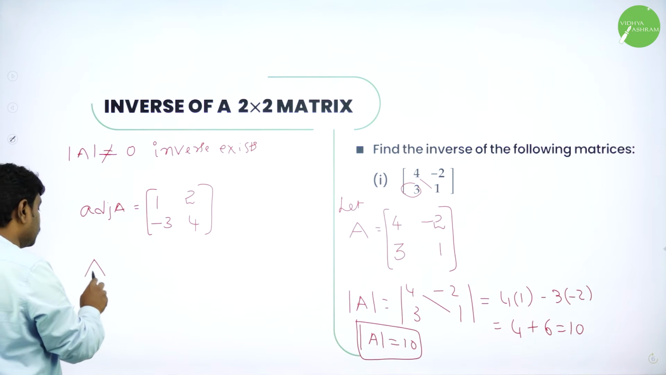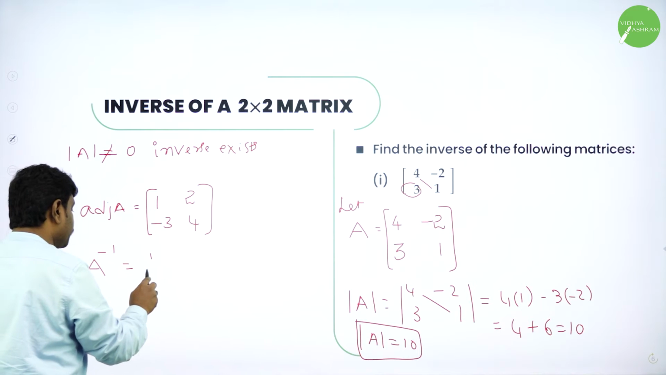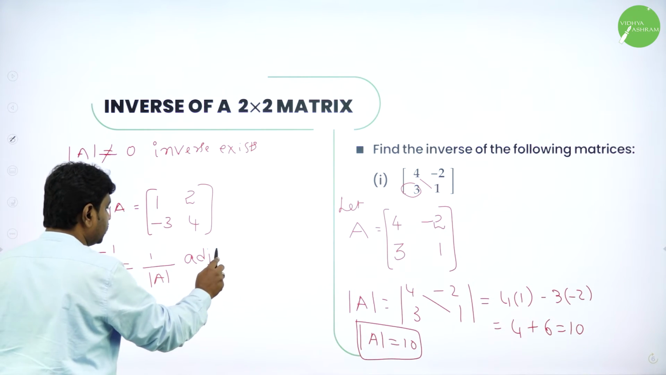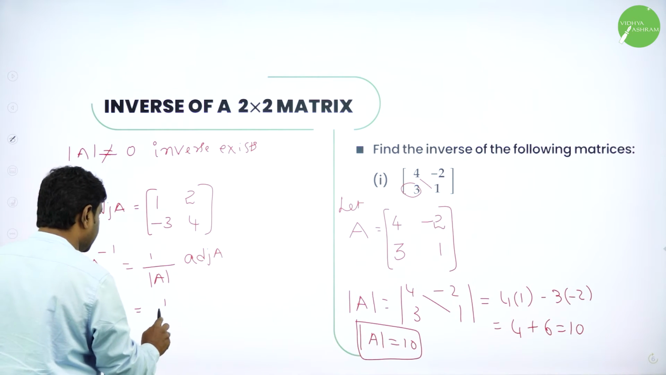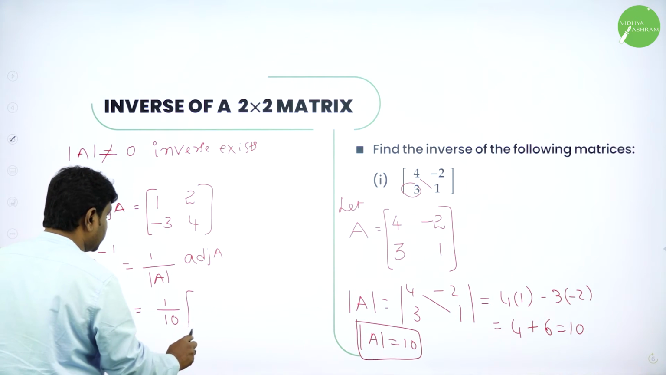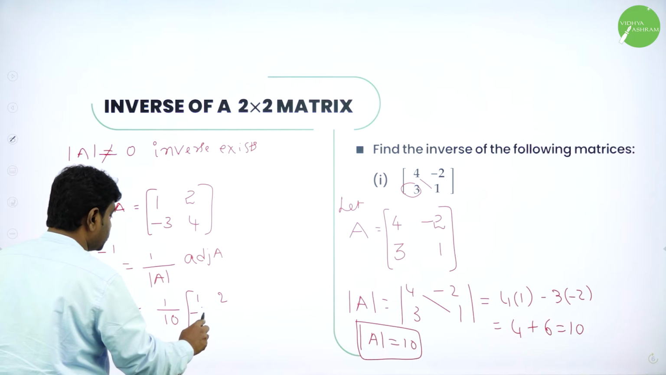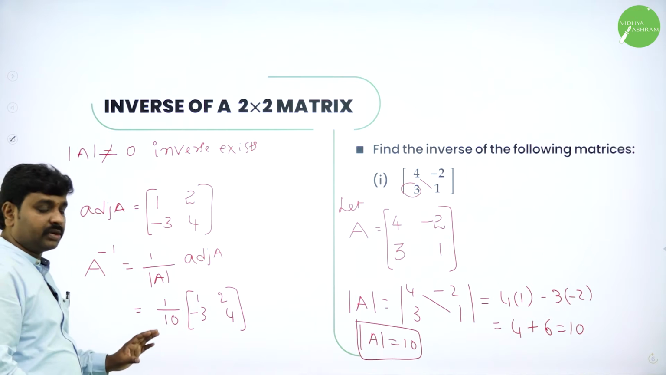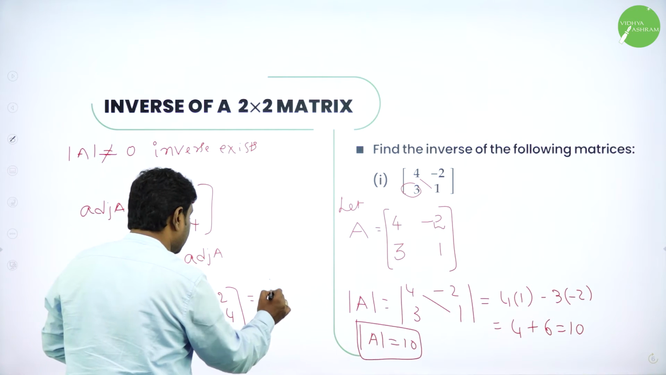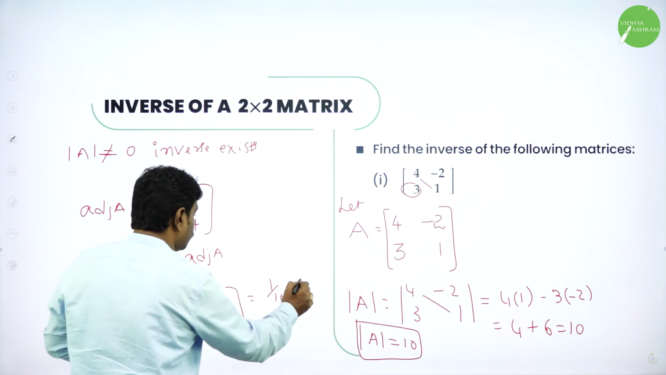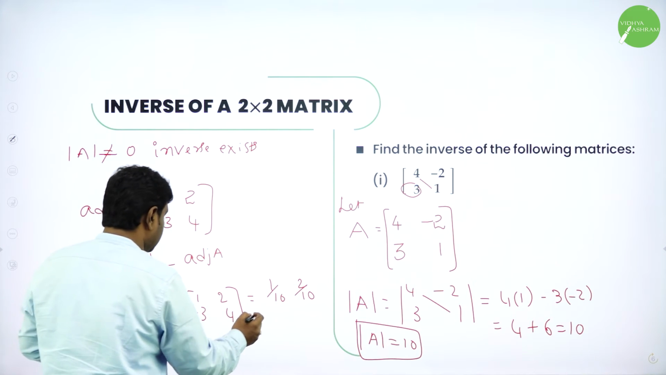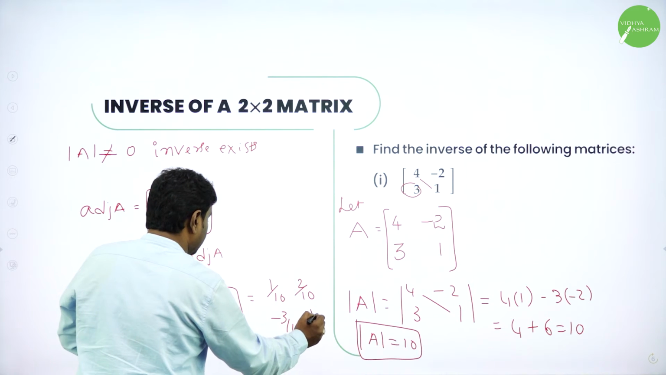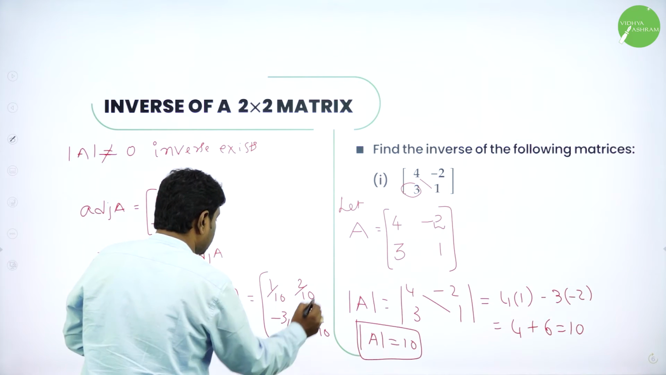Now write the formula for A inverse. What is A inverse? 1 by determinant A into adjoint A. Now 1 by determinant A, we got 10, into adjoint A, which is 1, 2, minus 3, 4. Now take 1 by 10 inside, means multiply 1 by 10 to each element. 1 by 10 into 1 is 1 by 10. 1 by 10 into 2 is 2 by 10. 1 by 10 into minus 3 is minus 3 by 10. Then 4 by 10.